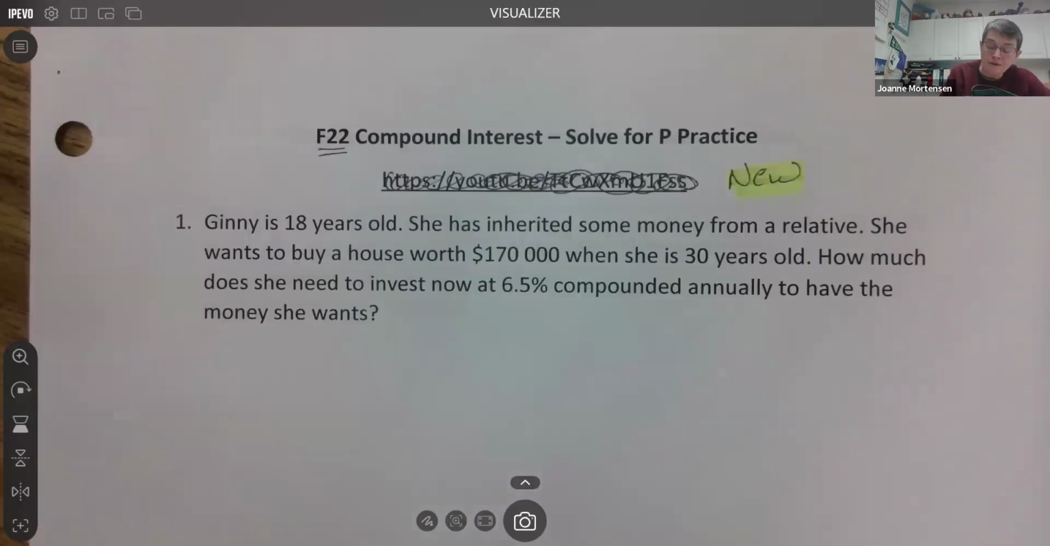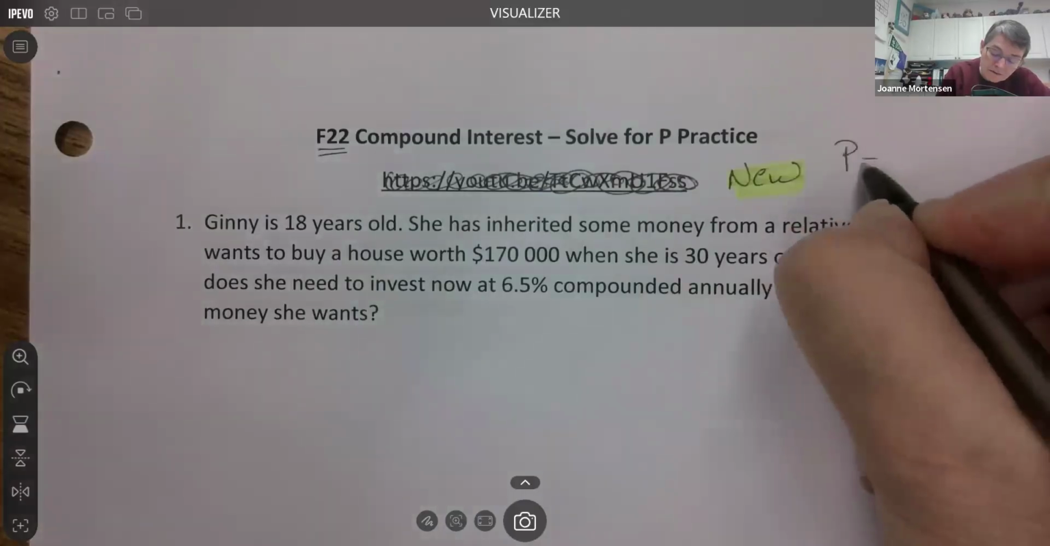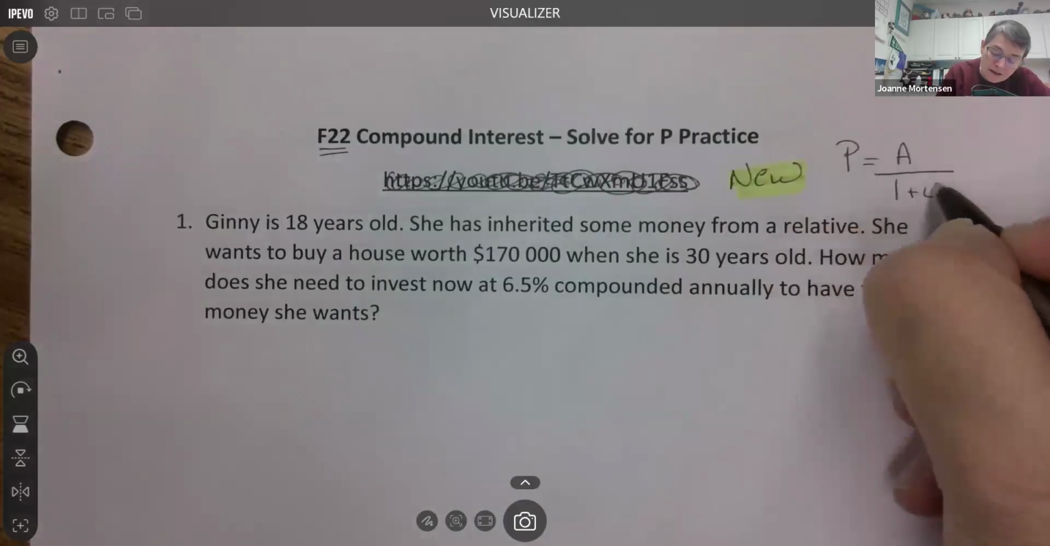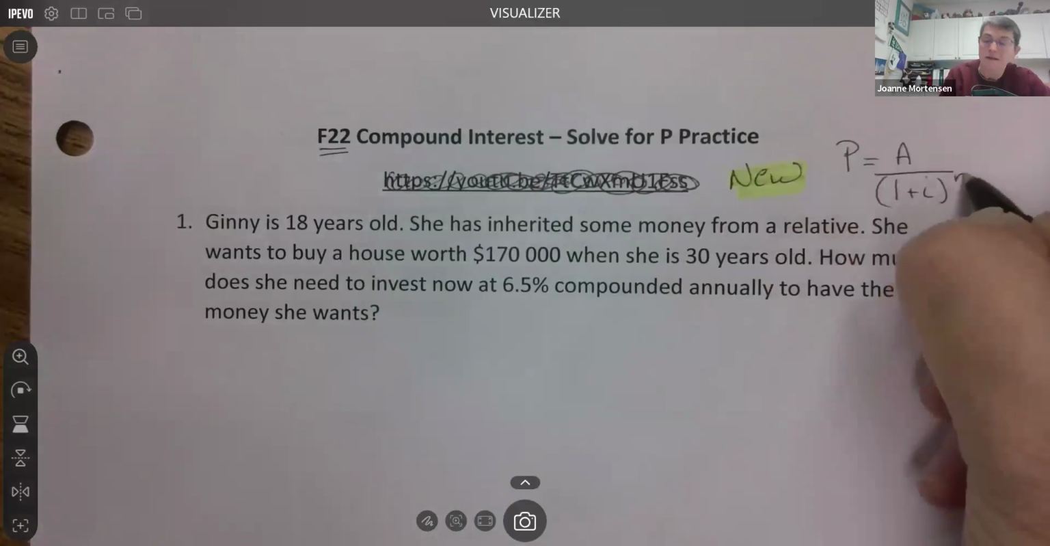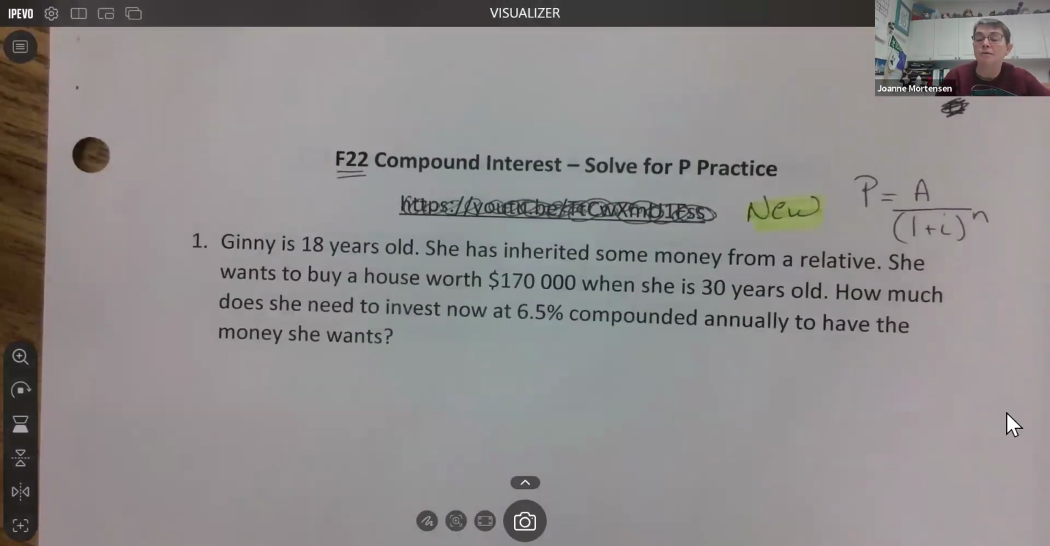Okay, so we have a new formula. P is equal to A over 1 plus I to the N. Whoops. I think I'm just going to move myself down to the bottom corner again.